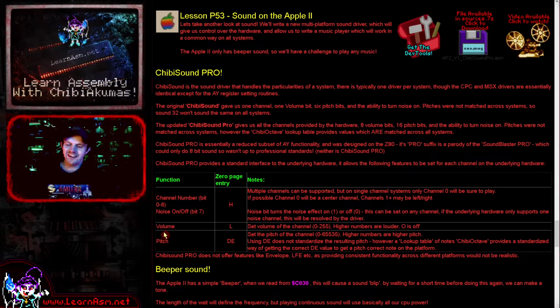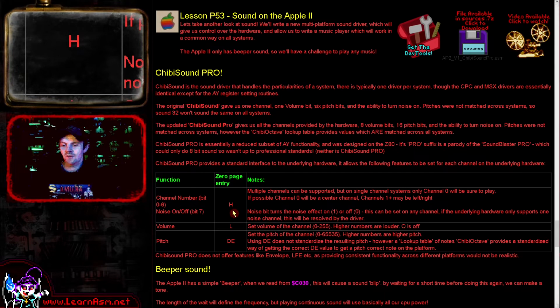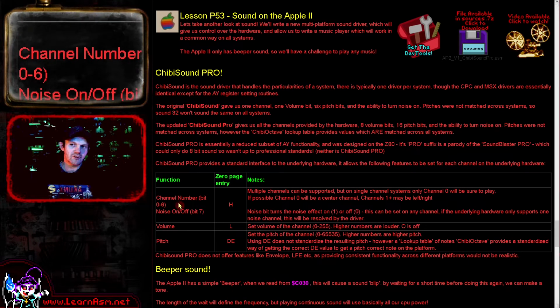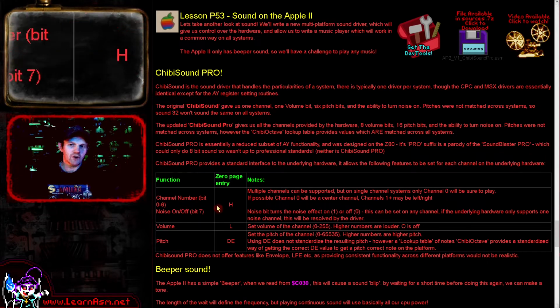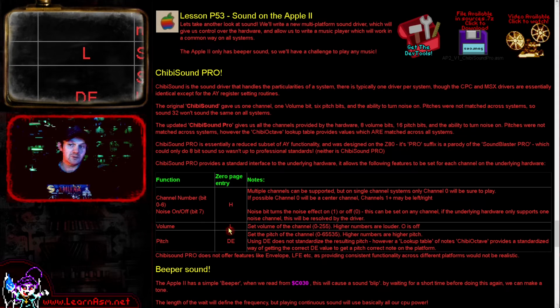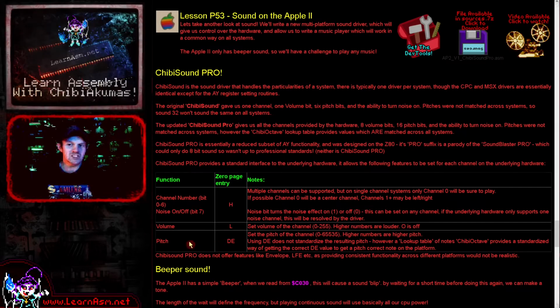Now, with regards to the ChibiSound Pro driver, this simulates the Z80 functionality because it's originally a Z80 program. So the H entry in the zero page will be the channel number, bit 0 to 6 only. Bit 7 is the noise on and off state for that channel. The L value is the volume. That's an 8-bit value now, just 1 bit before, it's now 8 bits. And the DE pair, 16 bits, is the pitch, and we will pass that to the hardware in some way.